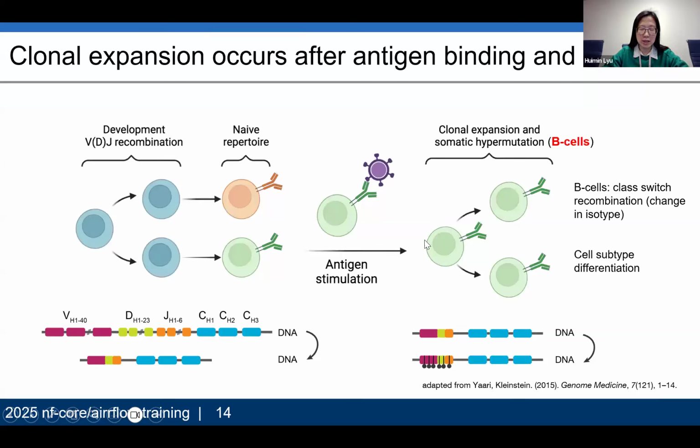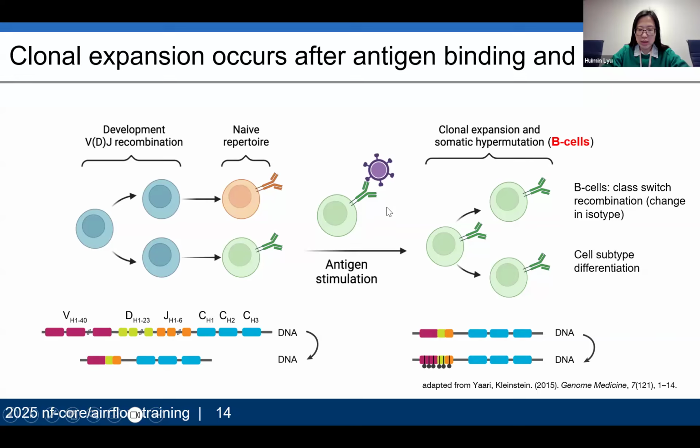A very important analysis in AIR analysis is to identify the clones and the distribution of the clones. So what is a clone? A clone is a group of sequences that have the same ancestor. To understand this, we need to know the development of B cells and B cell expansion. As we said before, after VDJ recombination, we get our naive repertoire. These B cells have diversity, coming from the random recombination of VDJ genes, and they are waiting for their cognate antigen to bind with them.